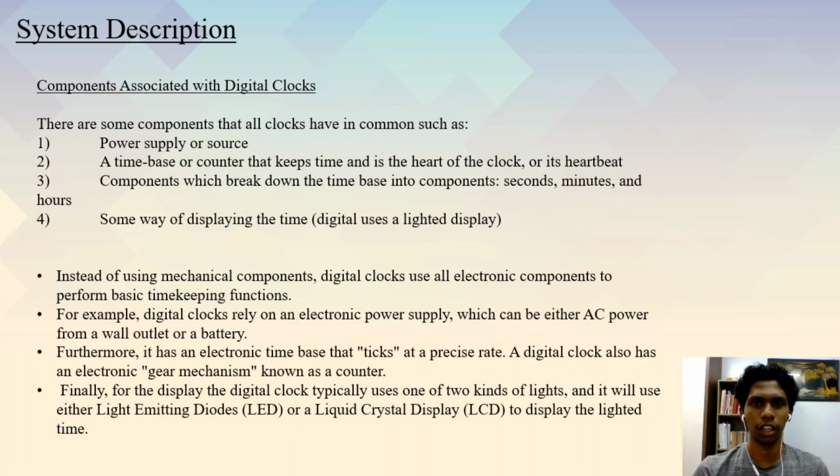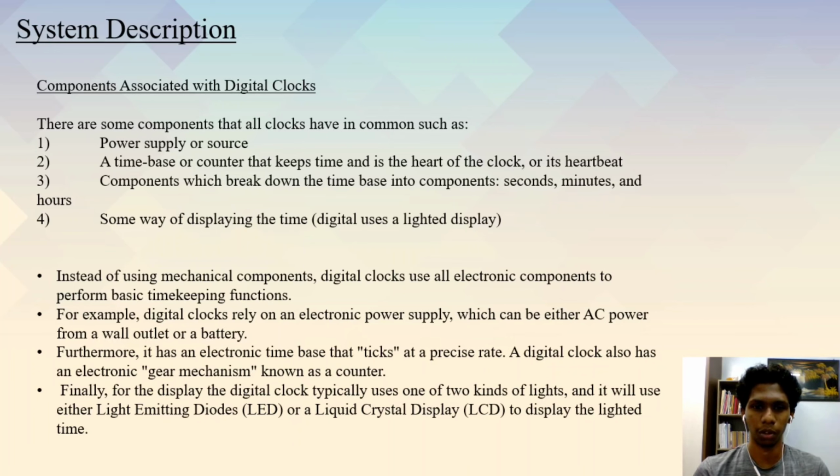I'm Lingesh. Today I'm going to present the system description of our project, the digital clock. So we have the components associated with the digital clock. There are some components that all clocks have in common. The first one is the power supply or source. The second one is a time base or counter that keeps time and is the heart of the clock, or its heartbeat. The third one is components which break down the time base into seconds, minutes and hours. And the last one is some way of displaying the time, which for digital clocks is a lighted display.